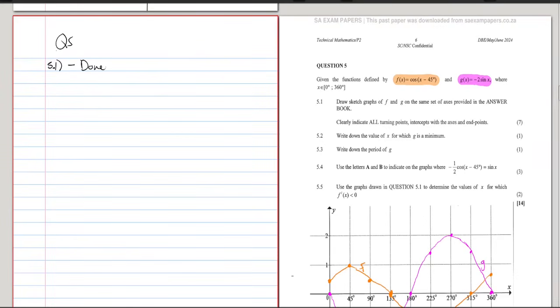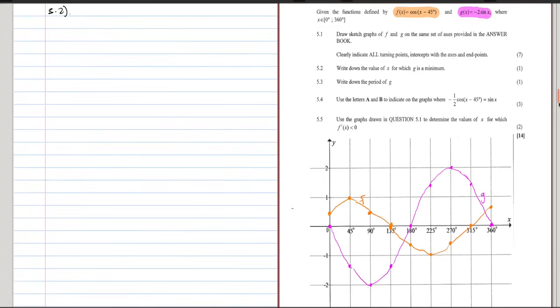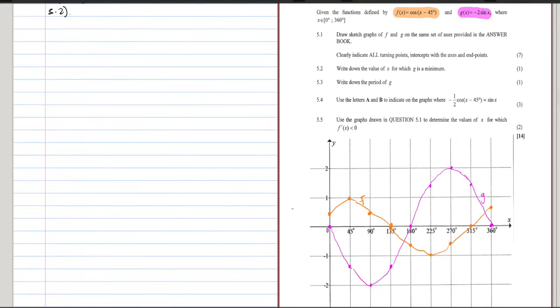We are doing question 5. Then 5.2, write down the value of x for which g is a minimum. Where g is a minimum? Now let me use a marker that is green. I'm going to show off the maximum point using green for both graphs. So this is G, that's maximum for f as well.